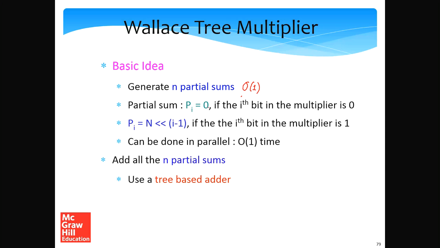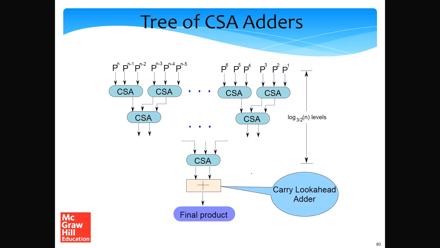So this is exactly what we do. If the ith bit in the multiplier is 0, the partial sum is 0, pi is 0. Otherwise, pi is the multiplicand left shifted by i minus 1 positions if the ith bit in the multiplier is 1. So this can be done in parallel. Once we have n partial sums, we can use a tree-based adder to effect the multiplication. The way this is done is that we have a similar tree as we had in the log n square multiplier.